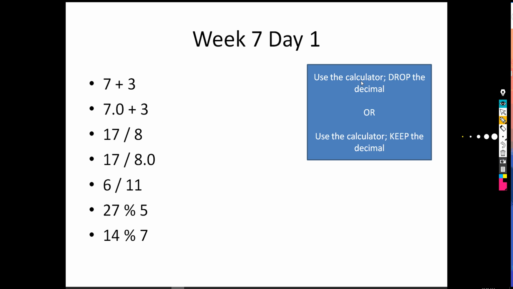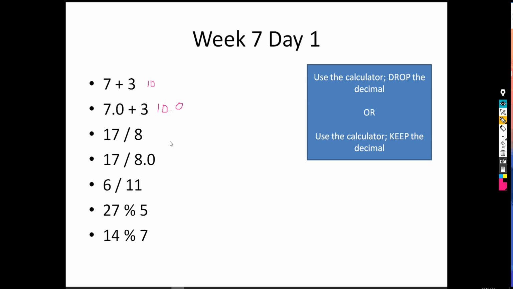Remember, use the calculator, drop the decimal if they're ints. If at least one of the operands is a double, then you use the calculator and keep the decimal. So the 7 plus 3 is 10, and so there's no decimal, so just keep it. This 7.0 plus 3 has to be a double. So in the calculator, you would get 10.0, and so you would keep the decimal.